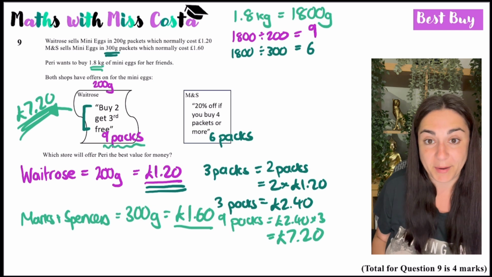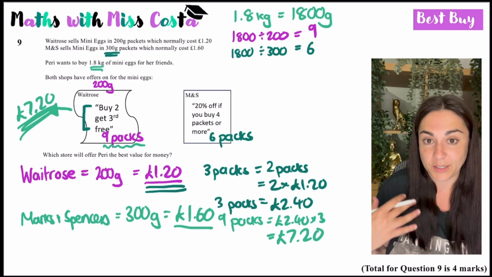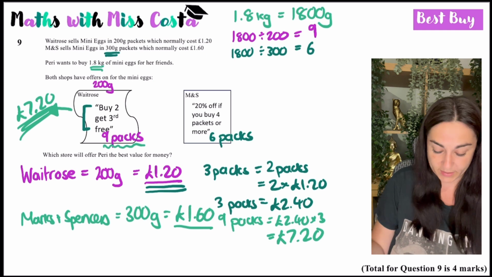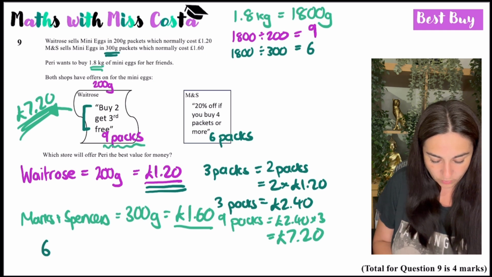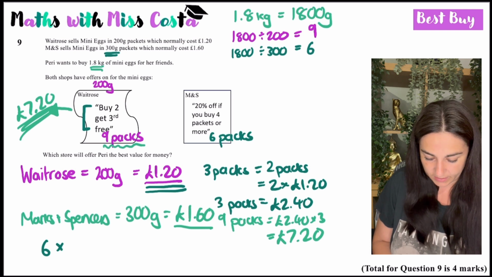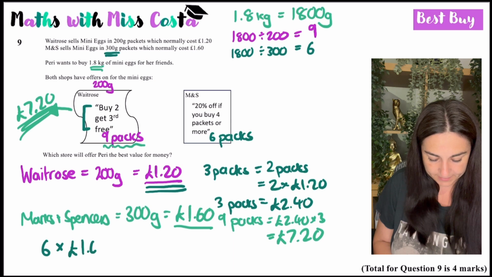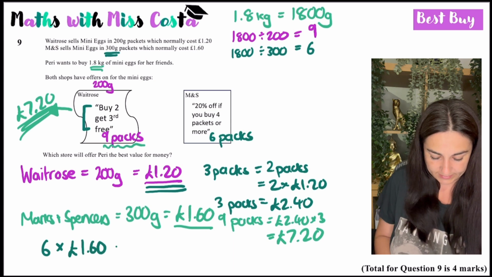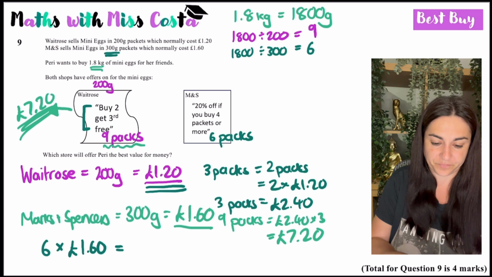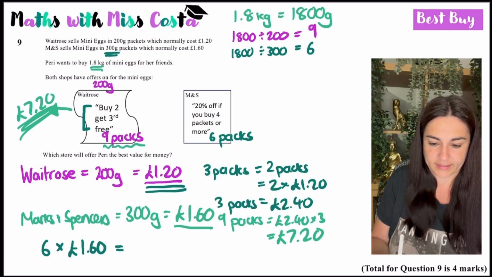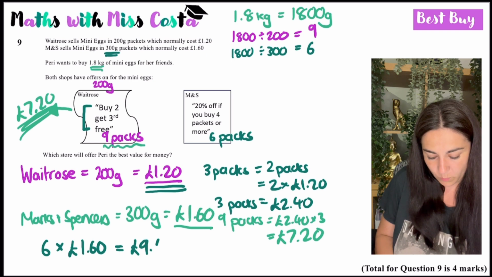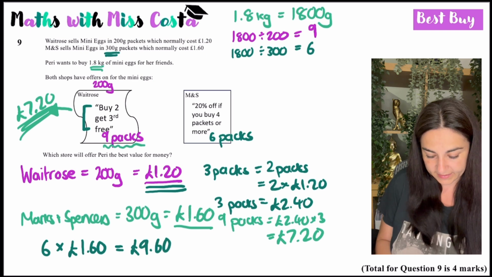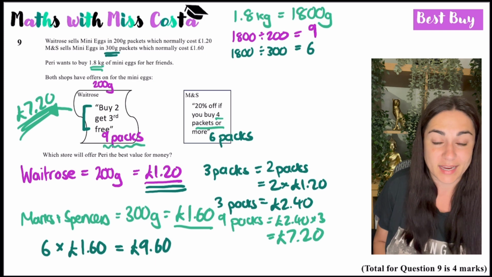So we know she needs 6 packs. There's not a special offer. If you buy this, you get that. It's just if you buy more than 4, then you get 20% off. And because she needs 6 packs, that's more than 4. So we work out what the cost of 6 packs would be. So 6 packs would be 6 times £1.60, and 6 times £1.60 is £9.60, but because I've bought more than 4 packs, I am going to be able to get a 20% discount.